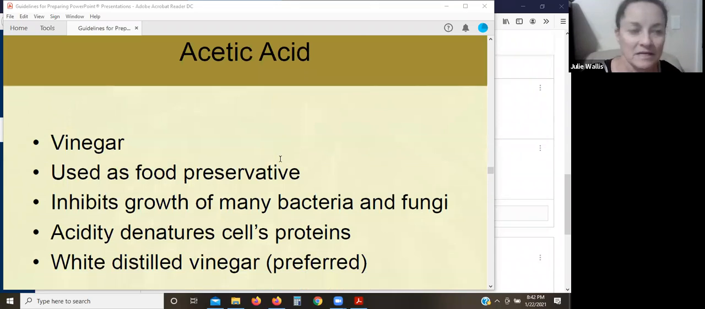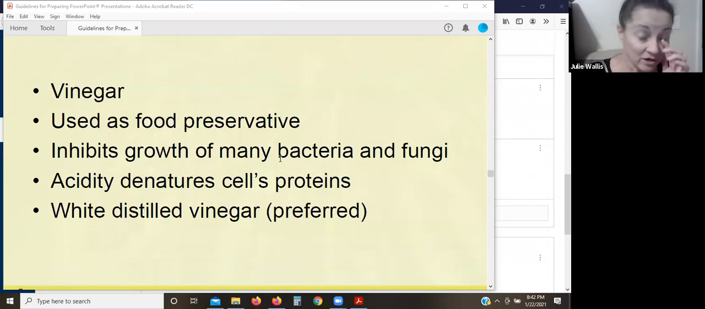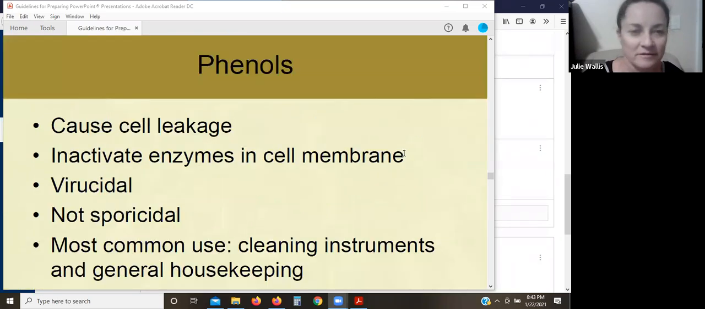Acetic acid is vinegar. This is used as a food preservative and inhibits the growth of many bacteria and fungi. So it is not a sterilization, it just inhibits the growth. The acidity denatures the cell's proteins, and white distilled vinegar is the preferred type.